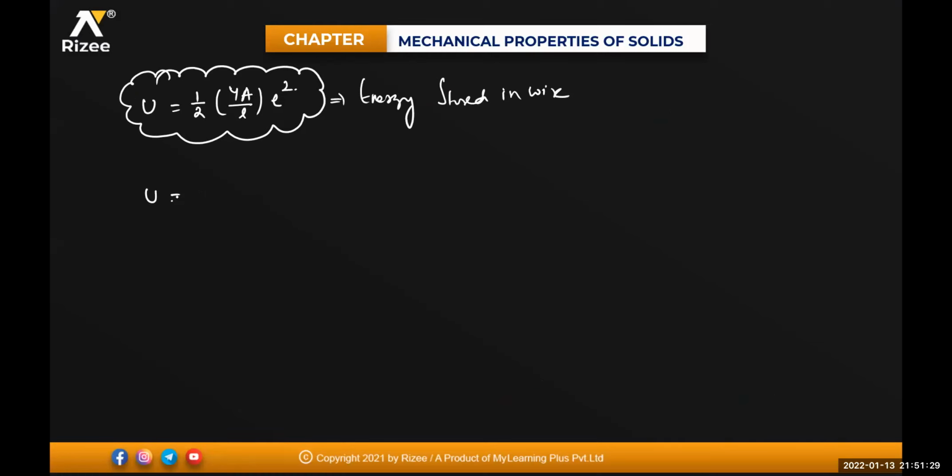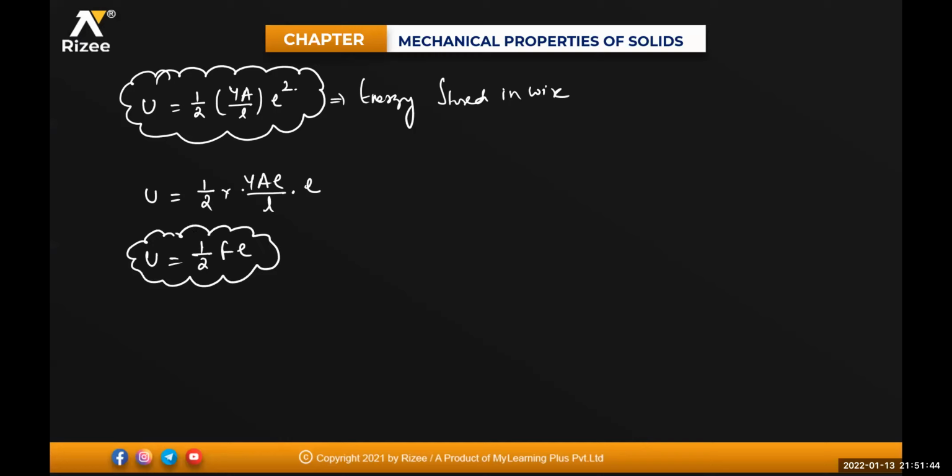You can even rearrange this one. U is equal to half into Y into A into E divided by L into E. So this can also be written as U is equal to half into F into E. So energy in terms of force, because this value is nothing but force only. This energy is called strain energy. So energy stored in the wire is given by the formula U is equal to half into F into E.